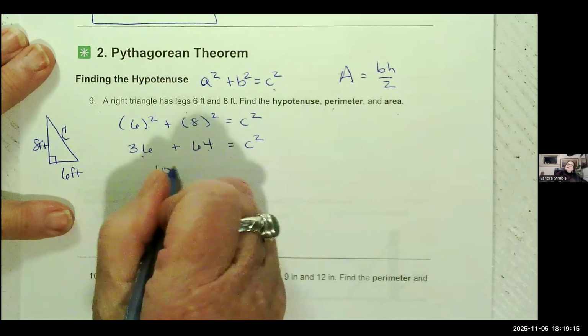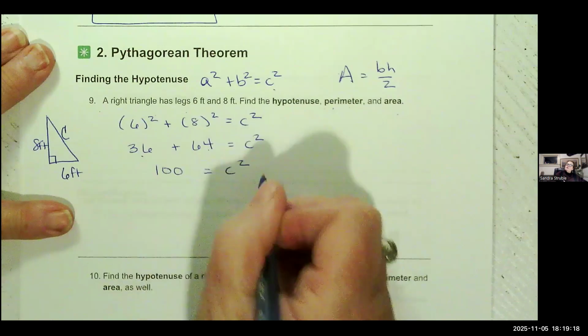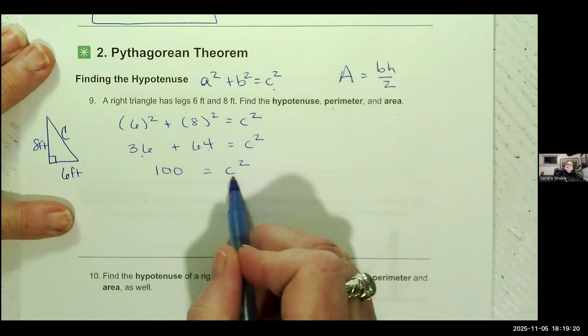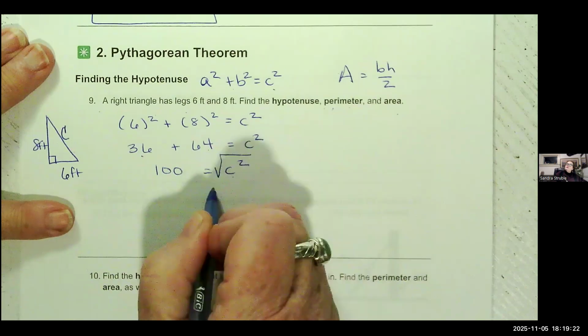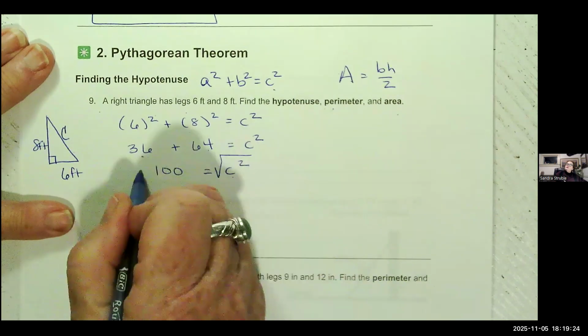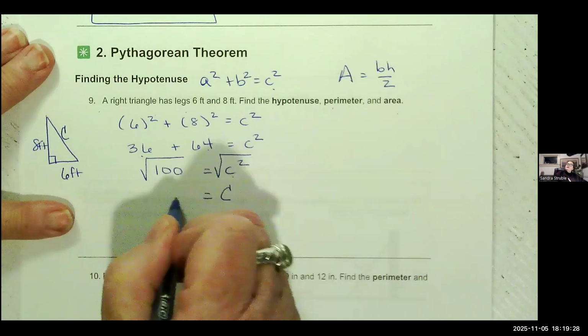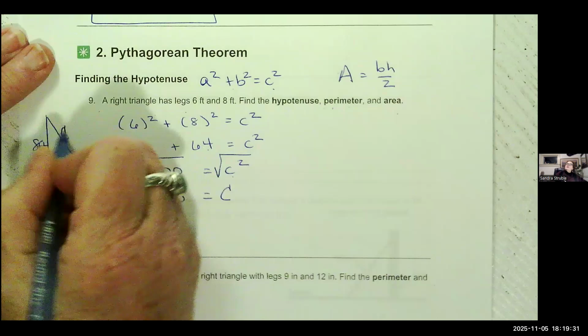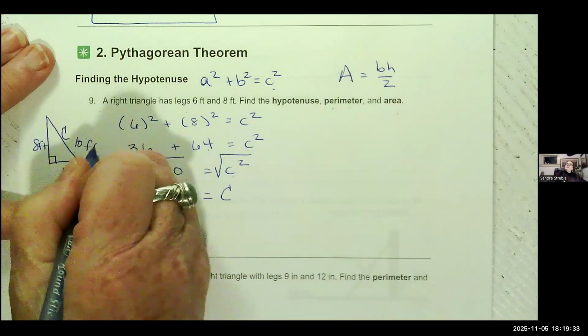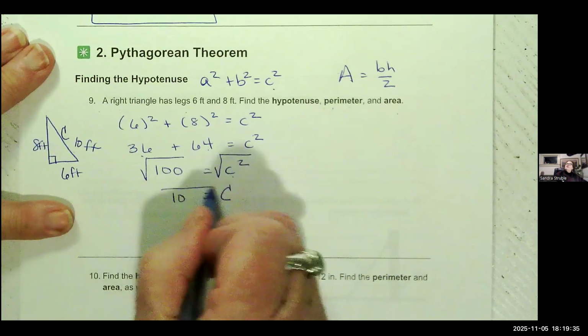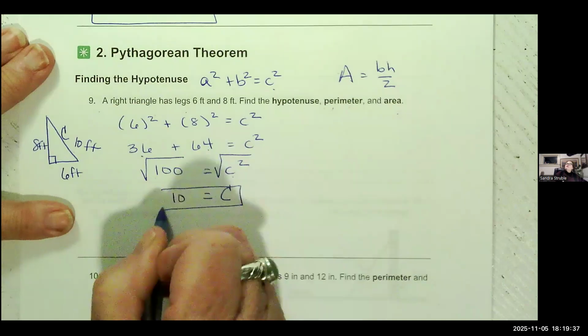All right, to get rid of a square, we have to take the square root. It's the opposite. So what we do to one side, we have to do to the other. So c is equal to, the square root of 100 is 10. So our hypotenuse is 10 feet. We can now find the perimeter. There's our hypotenuse. Oh, got to put units, feet.